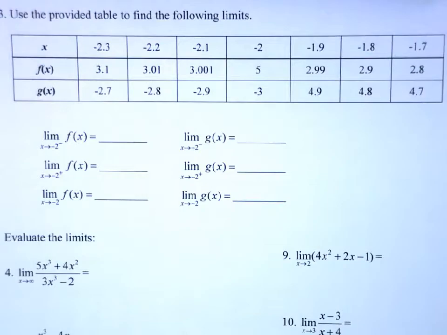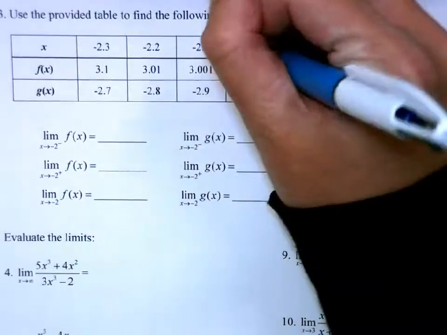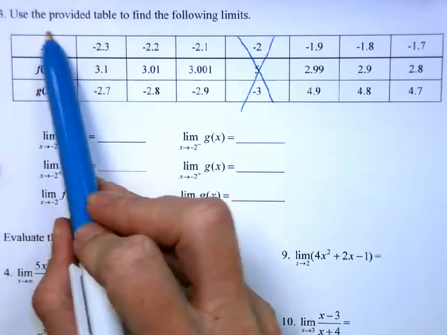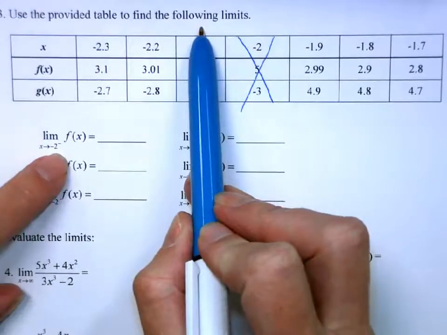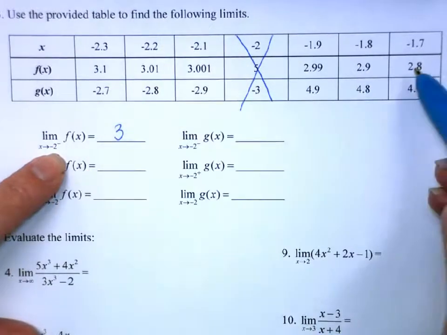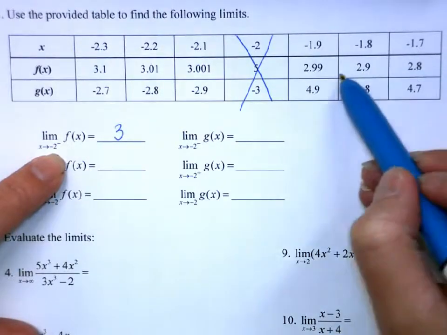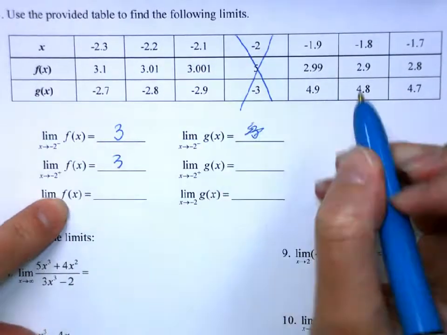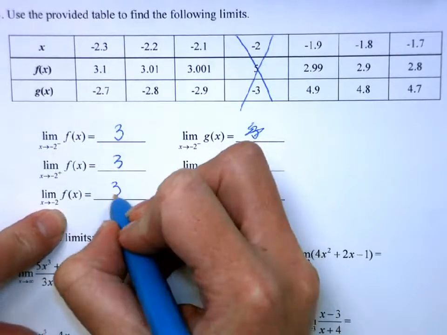Now we're going to look at some limits numerically. So we're looking at the limit as x goes to negative 2. First thing I want you to do is cross this part off, because we don't care what's happening at 2, or negative 2. So as x goes to negative 2 from the negative side, f of x, these values are approaching 3. From the positive side, they're approaching 3. So we say that the limit exists and is 3.